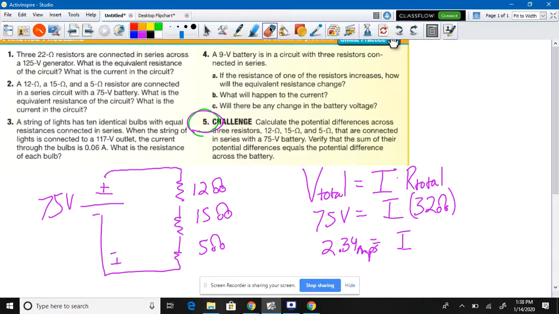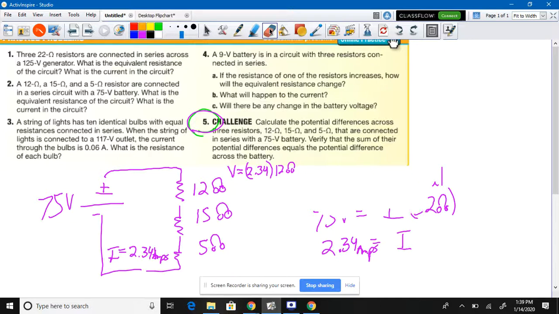Now, guys, in a series circuit, do these amps change? They do not. They are all on the same wire, therefore all of them have the same current. Period. All of them have 2.34 amps of current running through them. But are the volts going to be the same? They are not. So what you do is, now that you have your ohms, you go V equals 2.34 times each one of these ohms, and you'll be able to find the volts at each one of these.